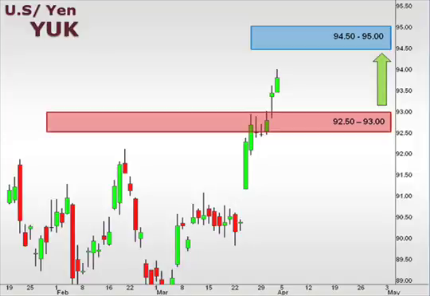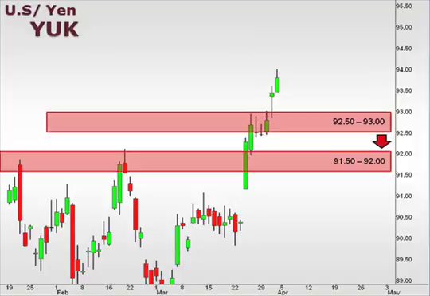At this point, however, after such a significant move, it would not be unrealistic to expect some sort of a retracement back down to test 92.5, 93. Now, failure to hold support at that level opens the window for a deeper retracement back down into this 91.5, 92 focal zone.